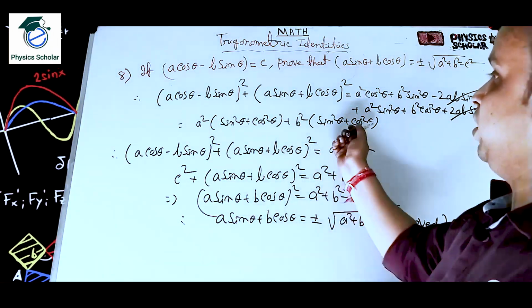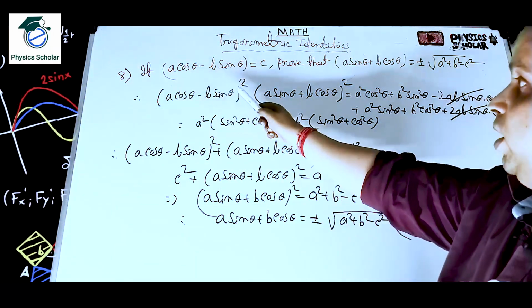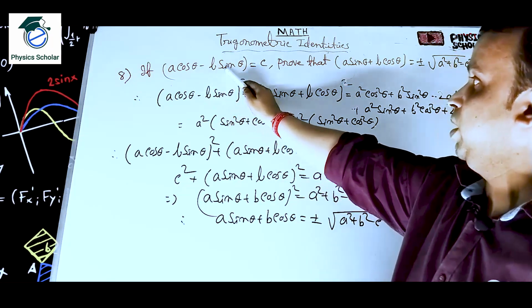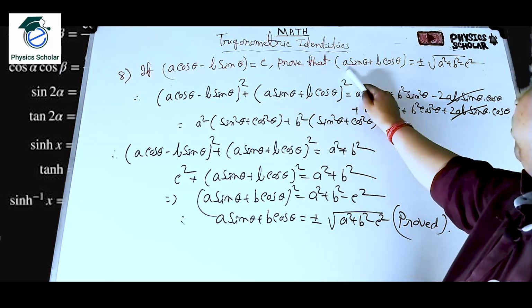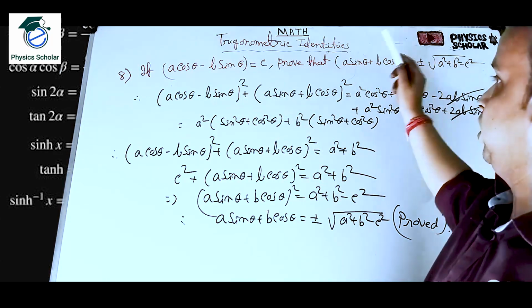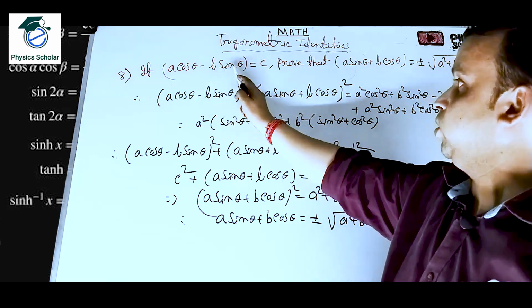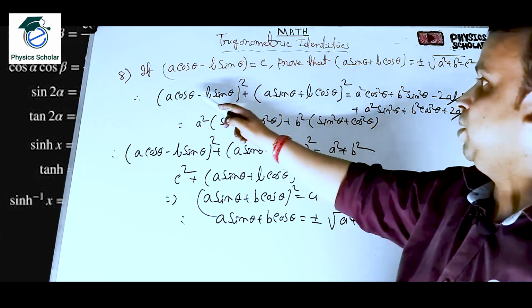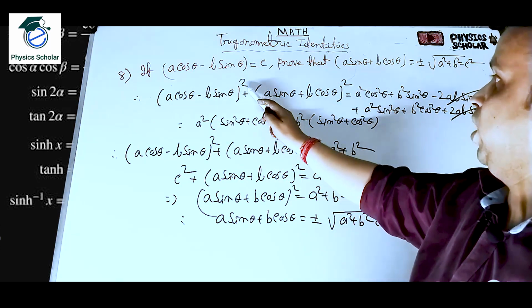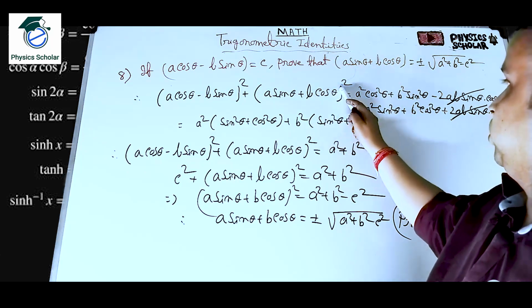So let me explain it once again. It is given that a cos theta minus b sin theta is equal to c. So we have to prove this. Clear? Now we are taking the square of both the terms. That means a cos theta minus b sin theta whole square plus a sin theta plus b cos theta whole square.